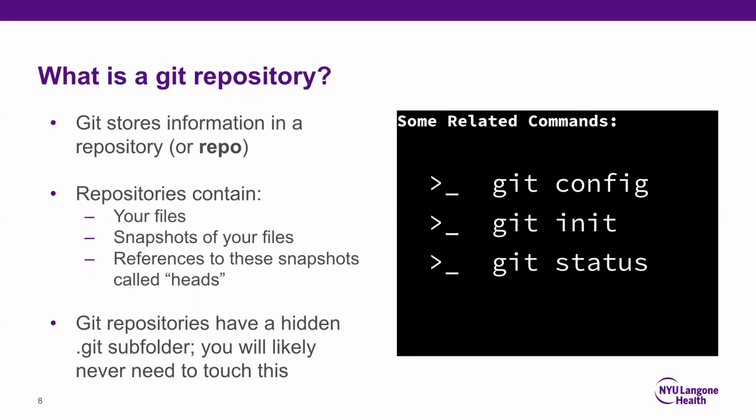Some related commands include git config, and we can configure our local settings as well as our global settings. This is the first thing that we're going to be doing when we get to the hands-on portion of today's class. We can also use git init, which initializes an empty repository or an existing repository and starts adding version control to that folder.